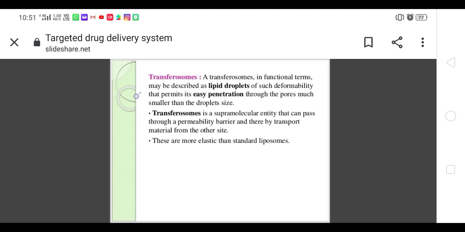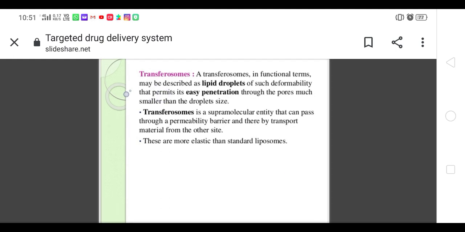Transferosomes are again carriers for targeted drug delivery. It describes lipid droplets of such deformability that permits easy penetration through pores much smaller than the droplet size. And transferosomes are a supramolecular entity that can pass through permeability barriers and thereby transport the material to the other side. They are more elastic than standard liposomes.